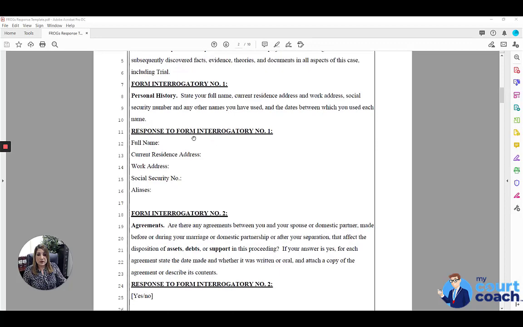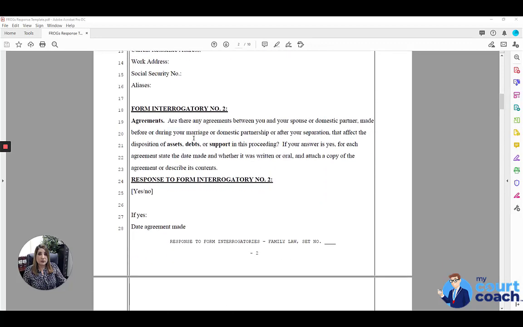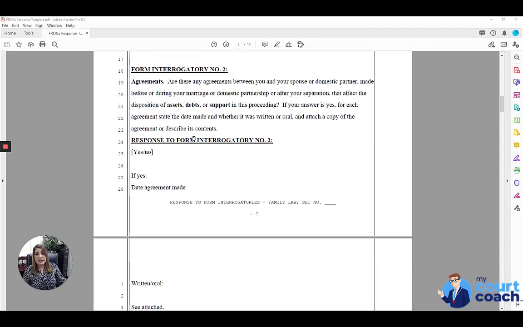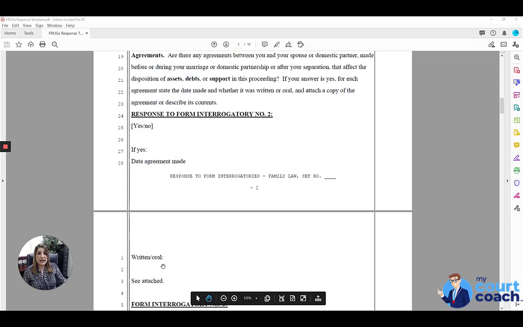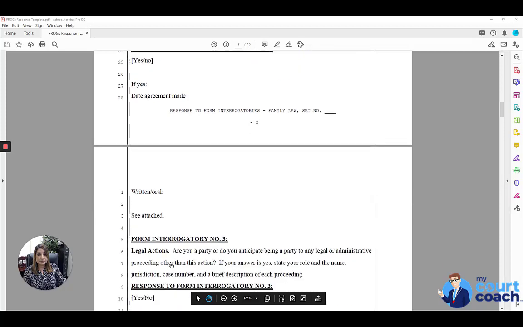So that's Form Interrogatory 1. Form Interrogatory 2 is a yes or no question asking if there's any agreements between you and your spouse or domestic partner. If yes, then again, I broke out the components that need to be provided in your response: the date the agreement was made, whether it was written or oral, and if you have a copy of the agreement, then you would want to attach it or describe its contents.